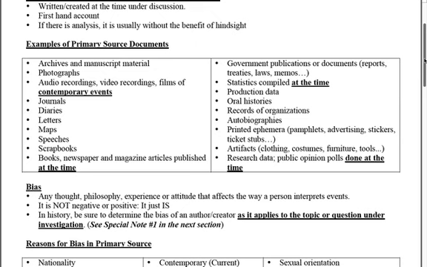Pamphlets, advertising, artifacts such as clothing or costumes. You're not going to necessarily see that in this course. You might see some pictures of it, but not necessarily the artifacts themselves. They're generally held in museums or in private collections.